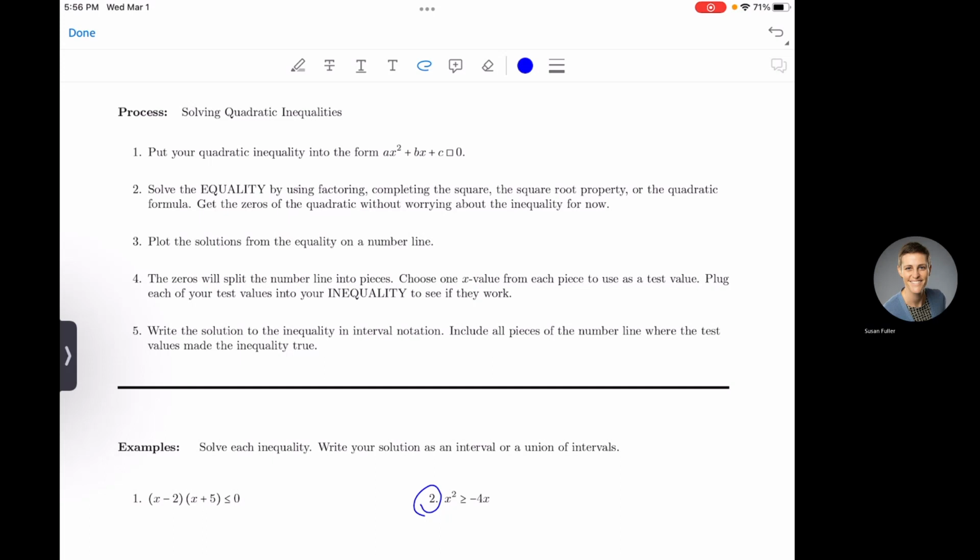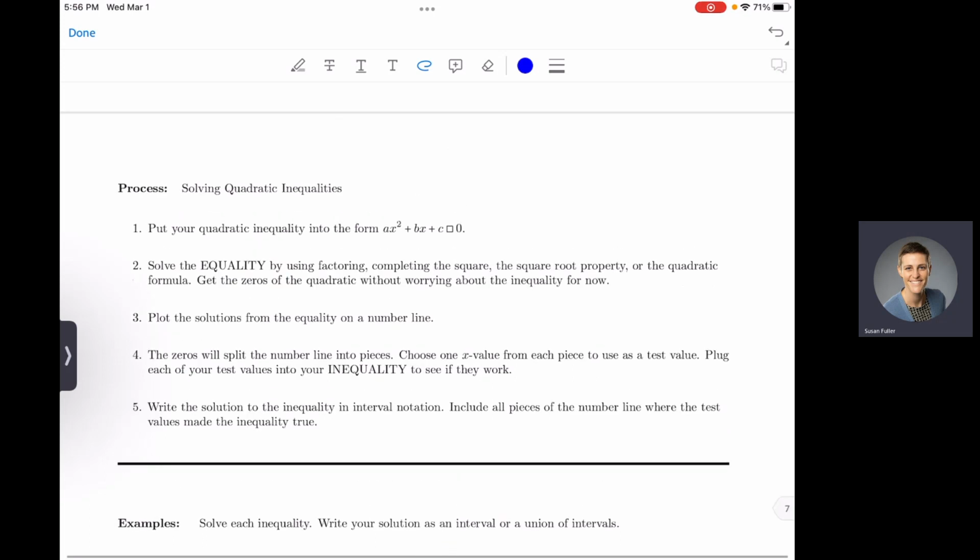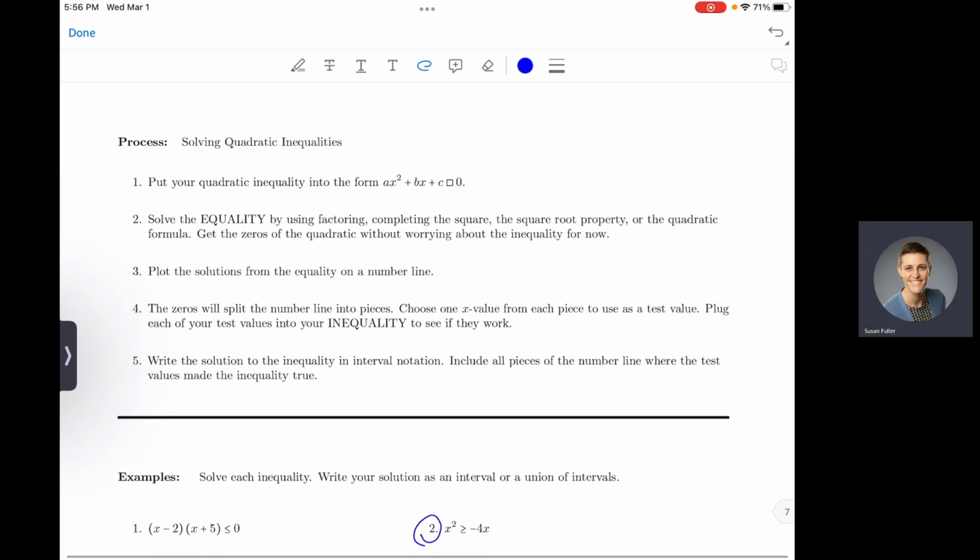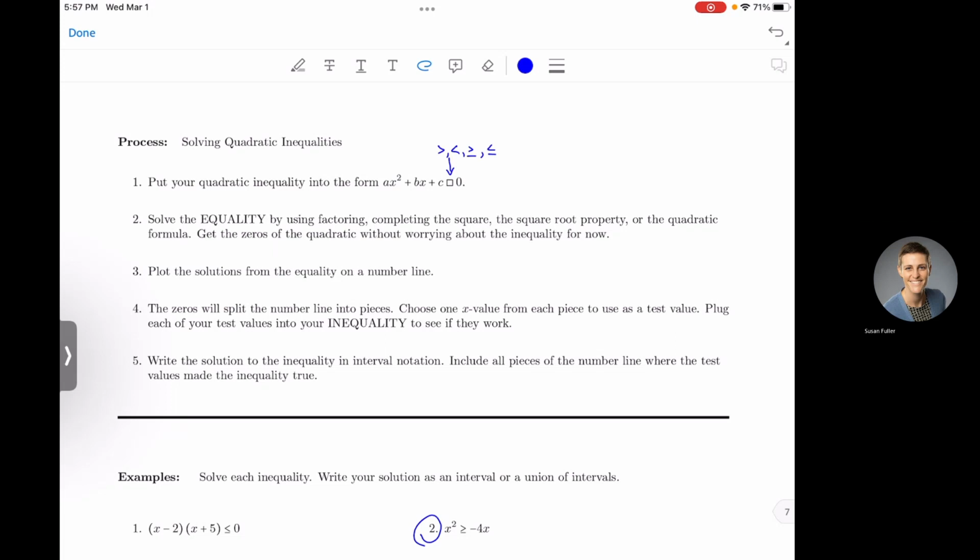So again, our process for solving quadratic inequalities is you first want to get it into the form ax squared plus bx plus c on one side of your inequality and a 0 on the other side. That should feel pretty normal. That's what we want to do when we have quadratics. And I just put a square here. That's going to represent your inequality. It could be a greater than, less than, greater than or equal to, or less than or equal to. So put everything on one side, get a 0 on the other.